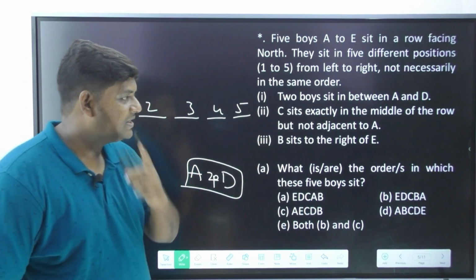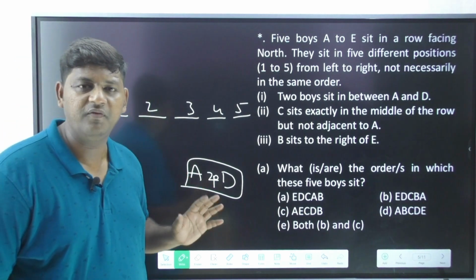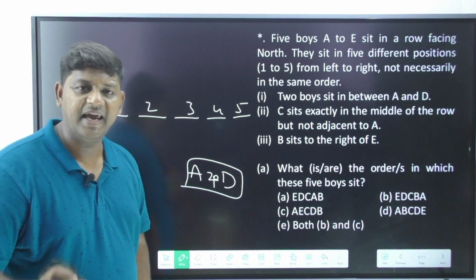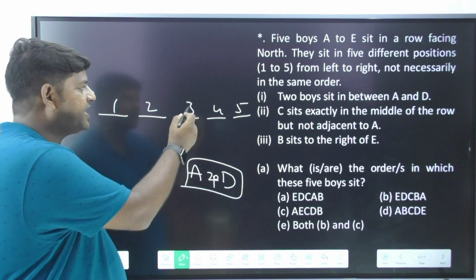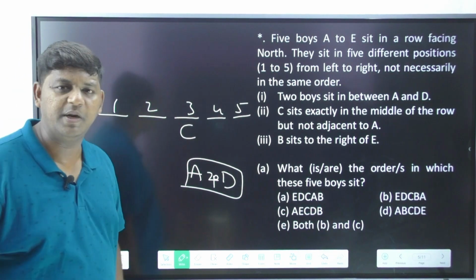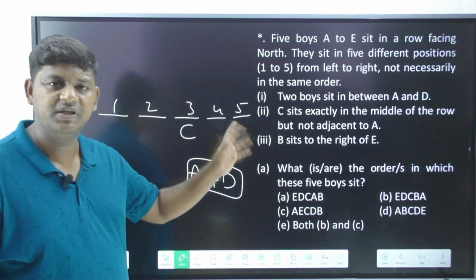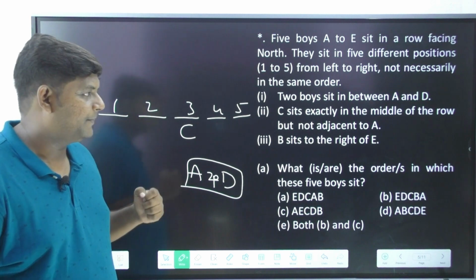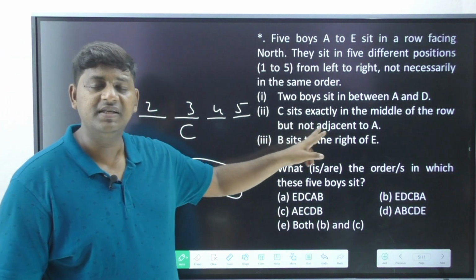Next, second point, C sits exactly in the middle of the row. This is the best information we have got over here. C sits exactly in the middle of the row. Exactly middle of the row is nothing but position number 3. Out of 5 positions, what do you mean by exactly in between? Obviously position number 3. Now, but not adjacent to A.